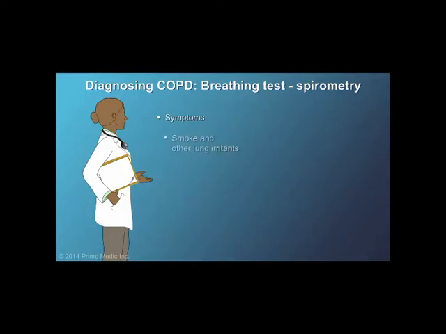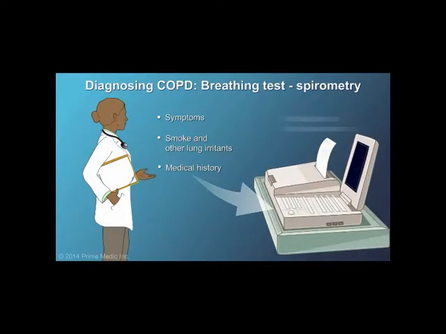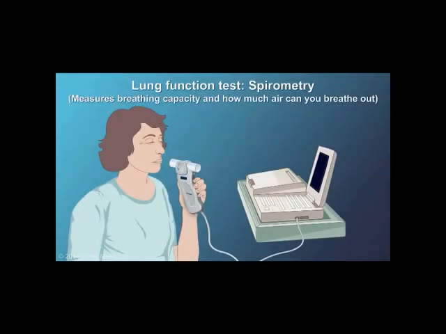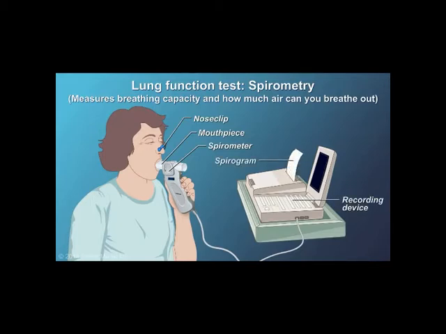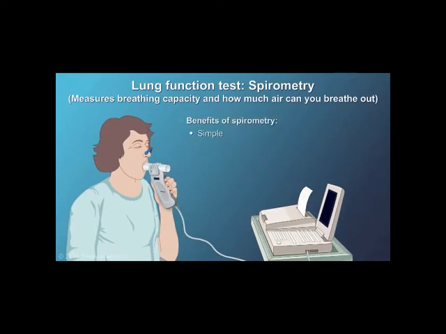Based on your symptoms, your exposures to smoke and other lung irritants, and your medical history, your healthcare provider may order a breathing test called spirometry, which may also be called a lung function test or a pulmonary function test. During spirometry, you will be asked to take a deep breath and then exhale as hard and as fast as you can into a tube that is connected to a machine called the spirometer. This test measures how much air you can breathe out and how fast you blow air out. This test is simple, quick, painless, and accurate.